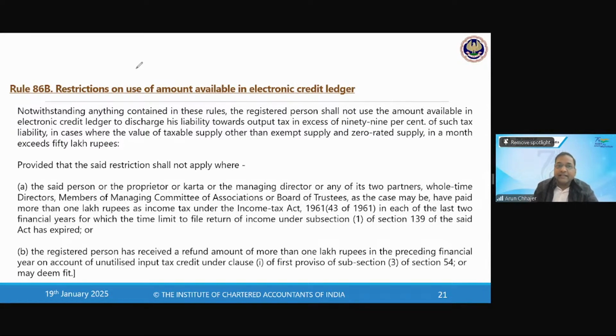86B is basically you can use maximum 99% ITC. 1% has to be paid in cash. What is the requirement? That if the value of taxable supplies is more than 50 lakh, is it the 50 lakh tax hai ya value of the sale hai? Answer is value. Will it include exempt? Will it include zero rated? No. In calculation of the 50 lakh, you will not add.